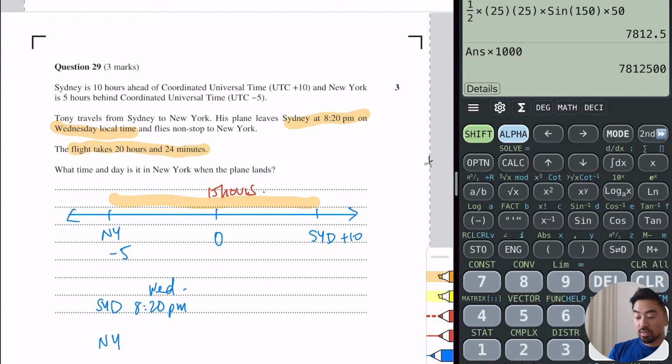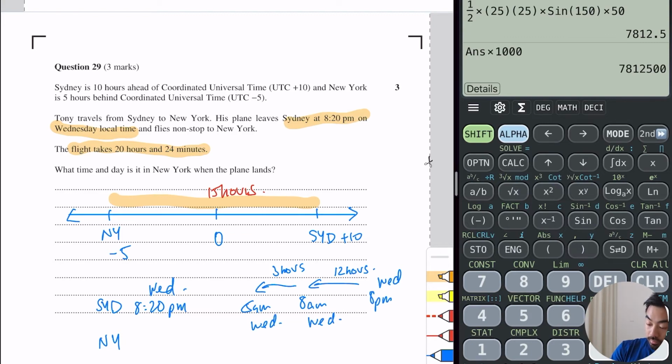Okay, so I know New York is 15 hours behind. So what I like to do is I kind of work in 12-hour blocks if I can. So 8 p.m. on a Wednesday, and I want to go back 12 hours first. That's going to get me at 8 a.m. on the Wednesday. And now I need to go another 3 hours to make up the 15. So it's going to be 5 a.m. on a Wednesday. So it's still Wednesday in New York, but it's 5:20 a.m.